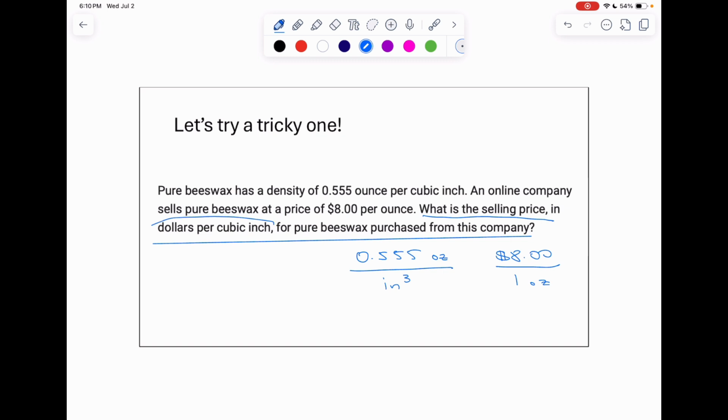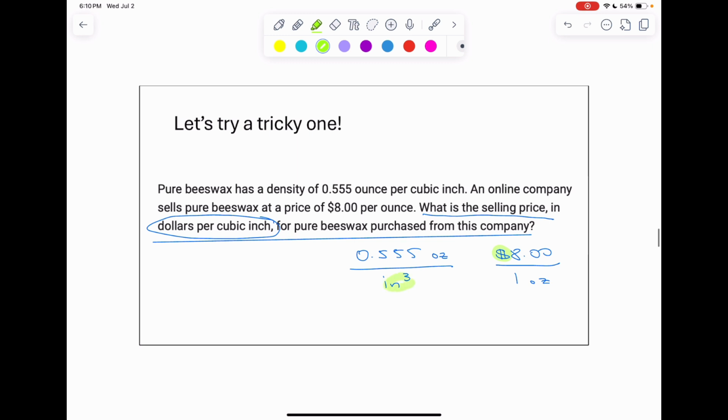And again, I want it in dollars per cubic inch. I want dollars on the top and 1 cubic inch on the bottom. Who don't I want? I don't want my ounces. So what will I do? What's going to happen if I just multiply these guys together? Let's do it to the left. Let's see what happens. My ounces cancel out, and in the numerator, I'm left with 0.555 times 8.